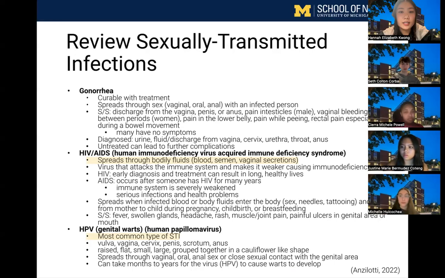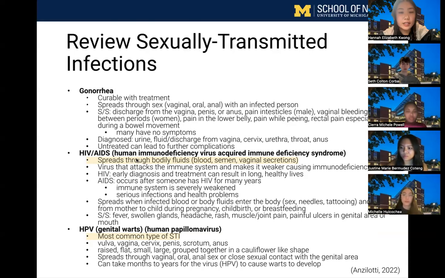To diagnose this, again, a urine test is used as well as discharge, and if it's left untreated, it can lead to further complications, which includes pelvic inflammatory disease, and that, again, if untreated, can really damage the reproductive system and can make it hard or impossible for women to get pregnant later on in life due to the scarring in the urethra.